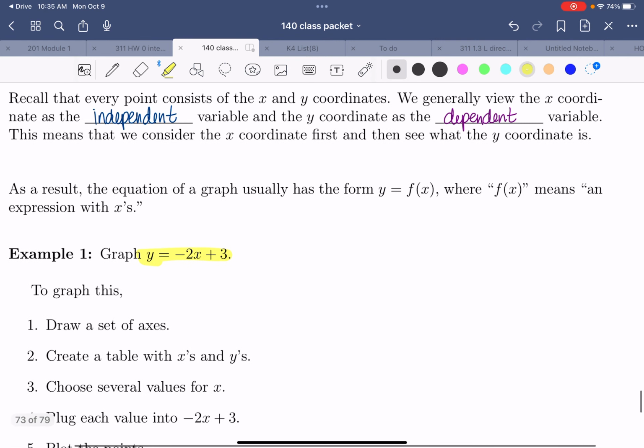What that means is we get equations of graphs that usually have this form: y equals f of x, where f of x just means a function, an expression with x, right? And x holds the place. So that means do something with the x. If I replace that x with a number, it means replace the x in the function with a number and figure out the answer, okay?